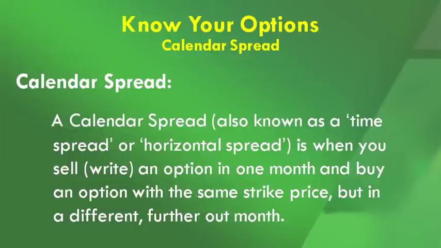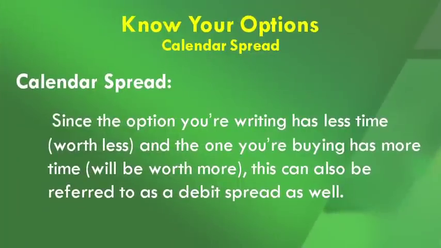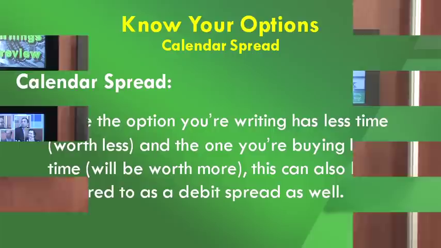A calendar spread, also known as a time spread or horizontal spread, is when you sell or write an option in one month and then you buy an option with the same strike price but in a further out month. Since the option you're writing has less time, in other words it's worth less, and the one you're buying has more time, it's worth more, this can also be referred to as a debit spread because you're actually paying money to put this trade on.